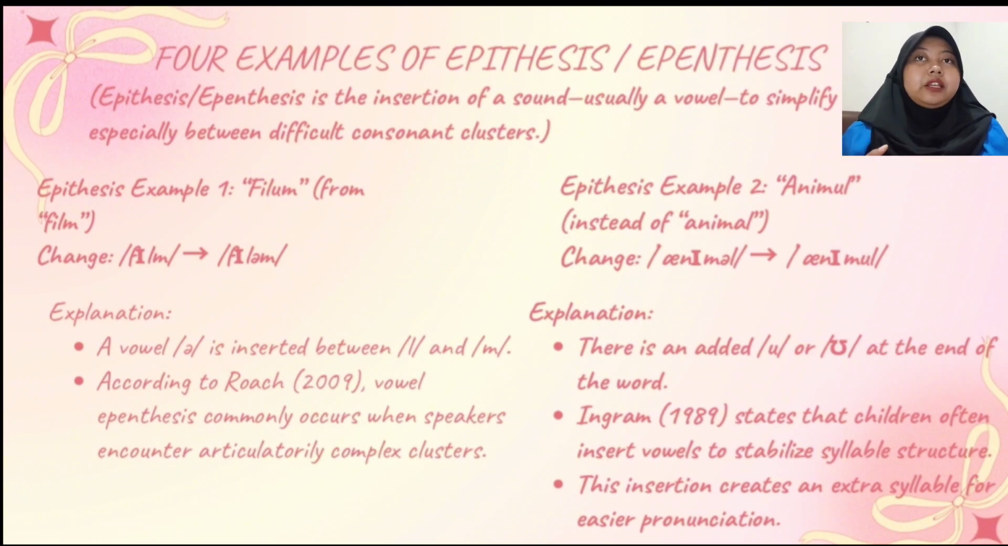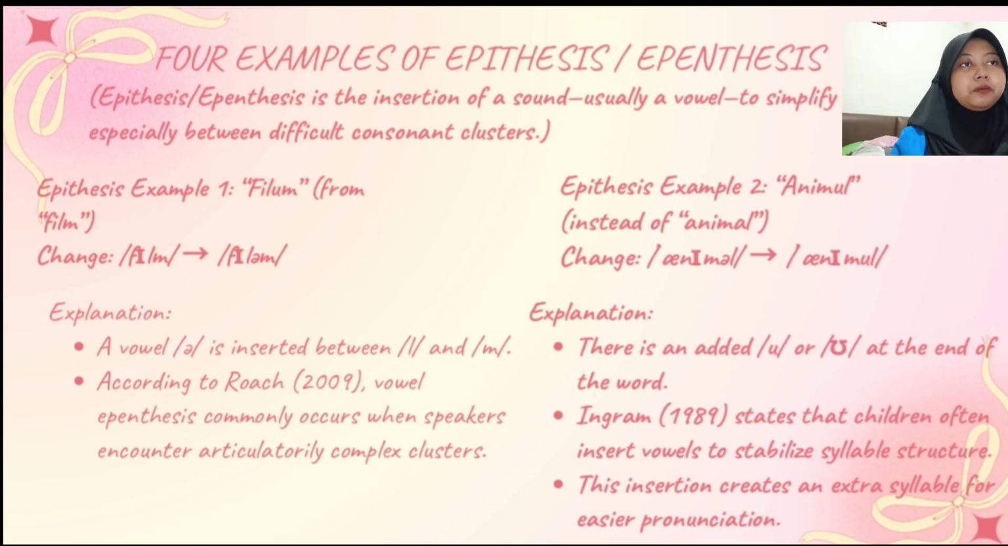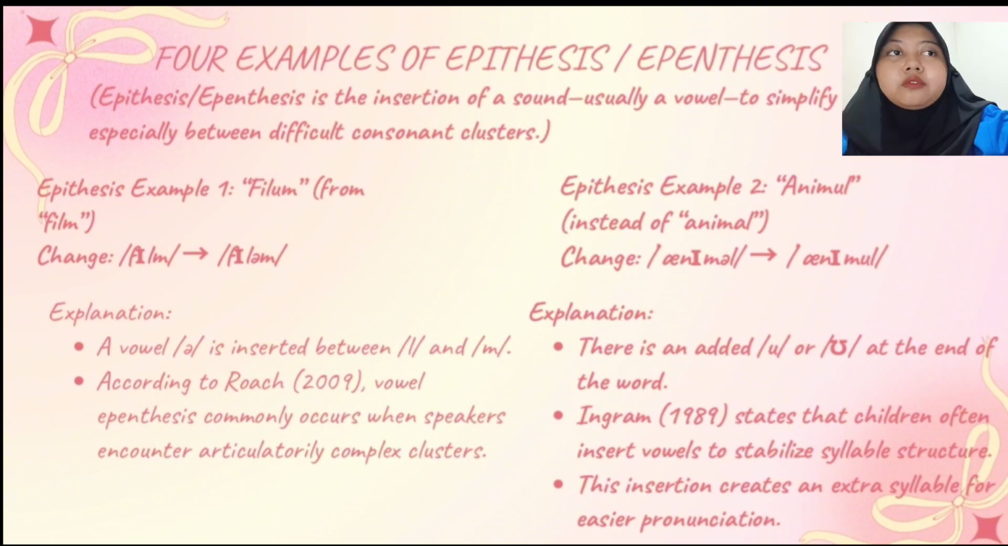Next, example 2: animal. Instead of animal, it changes to 'animal' with an extra sound. There is an added 'a' or schwa at the end of the word. Ingram, 1989, states that children often insert vowels to stabilize syllable structure. This insertion creates an extra syllable for easier pronunciation.